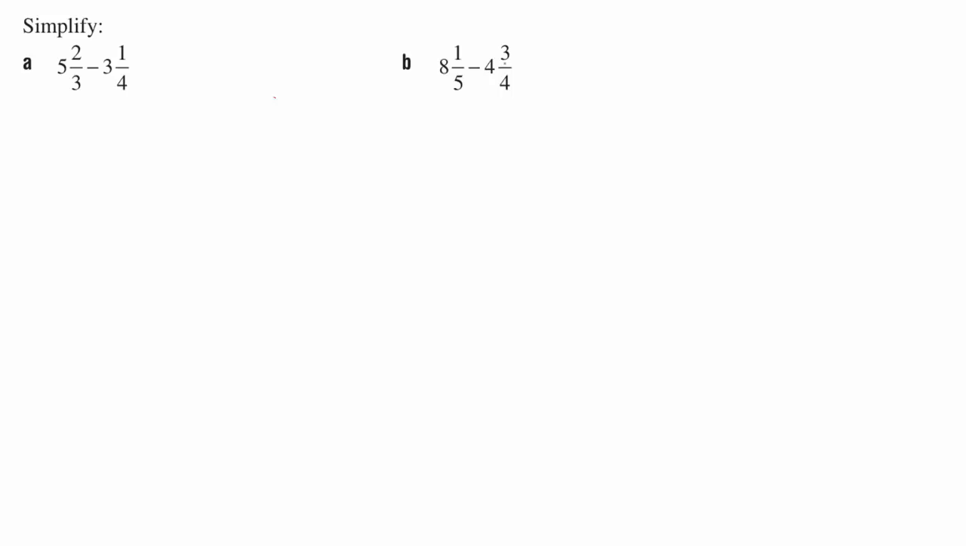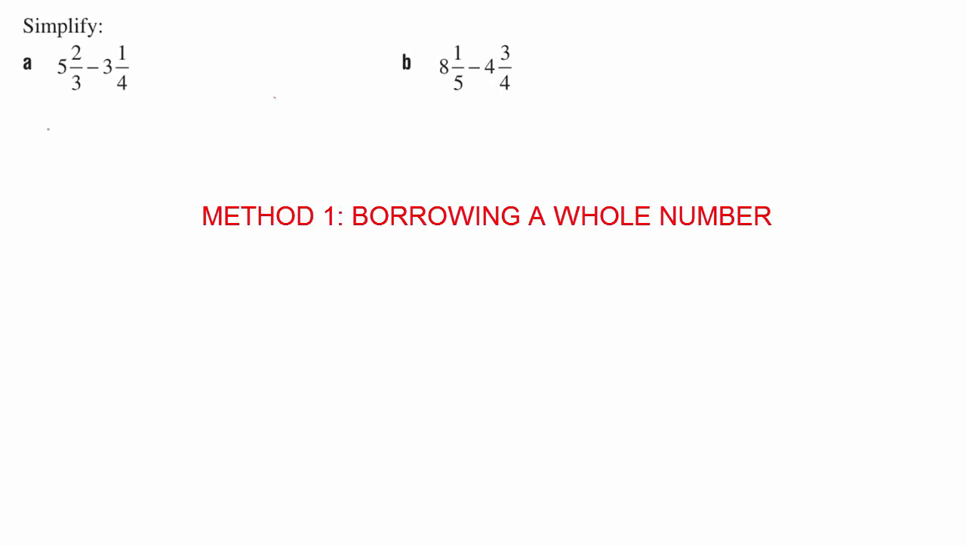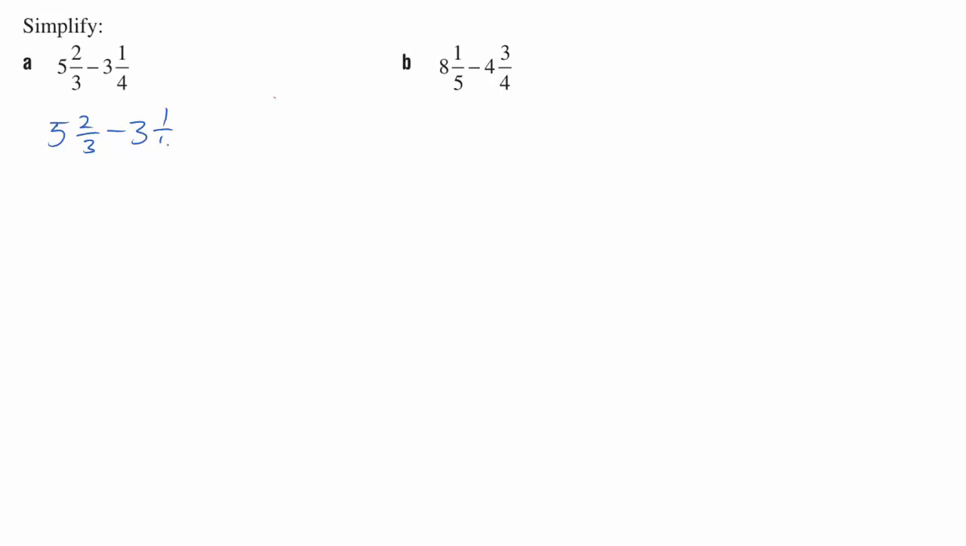In this example, we're going to look at two methods for subtracting mixed numbers. The first method to consider is called borrowing a whole number. We're going to start off by writing out the question, 5 2/3 minus 3 1/4. And 5 2/3 actually means 5 plus 2/3. So let's write that. And we're subtracting 3 plus 1/4.